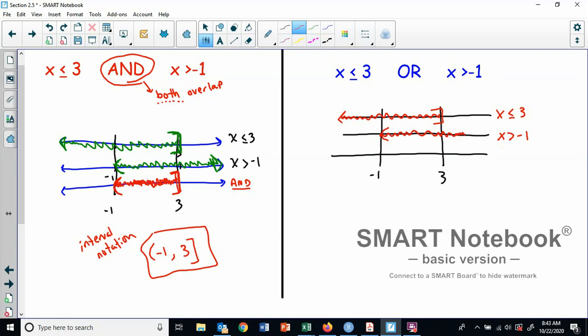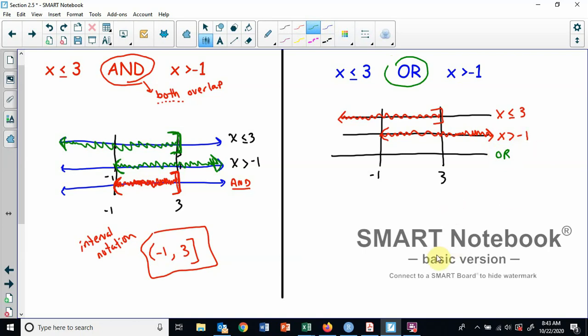So now, what's the only difference in these two problems? Notice I use the same inequalities. The difference is in the word. So the word here is OR. So that's what I'm going to write on my 3rd number line. Now remember what OR means. OR meant if it had one or the other or both.